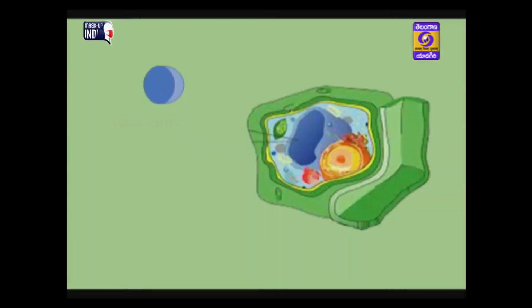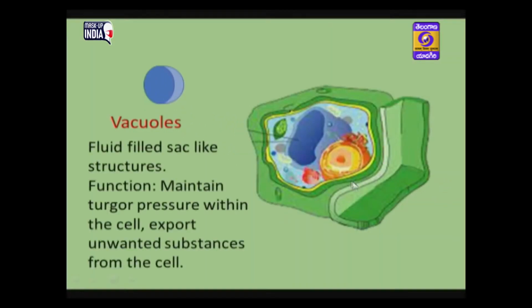Now, vacuoles. Vacuoles are fluid-filled sac-like structures. Vacuoles maintain turgor pressure within the cell and export unwanted substances from the cell.